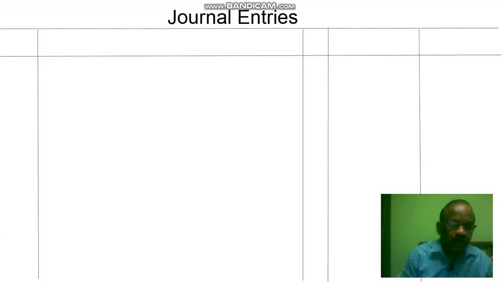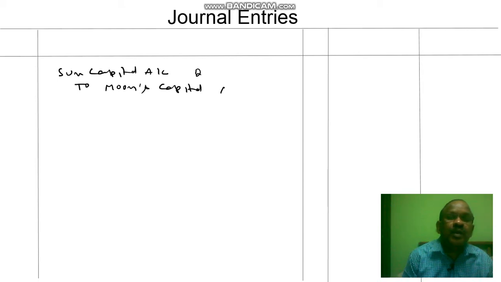Now we write the goodwill entry. The gaining partner is only Sun. That's why Sun's capital account, debtor to the retiring partner's capital account, Moon's capital account, that is 4,000. Goodwill.